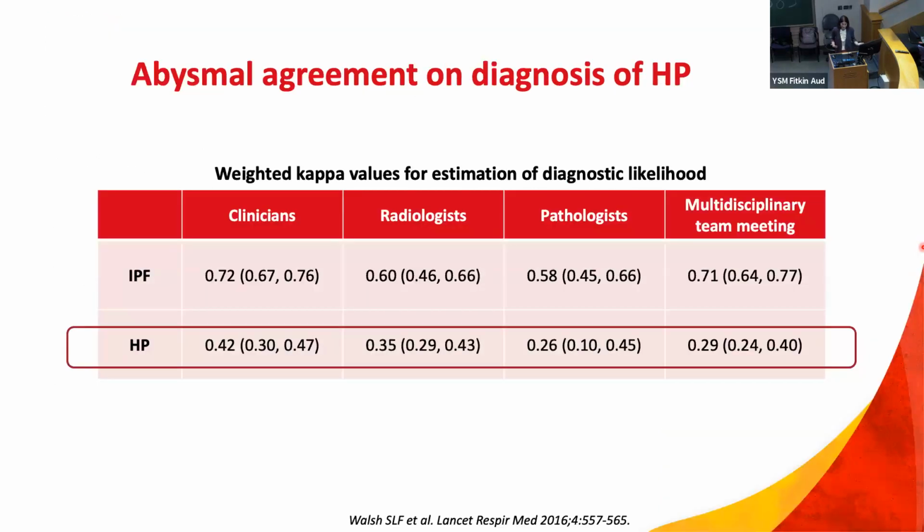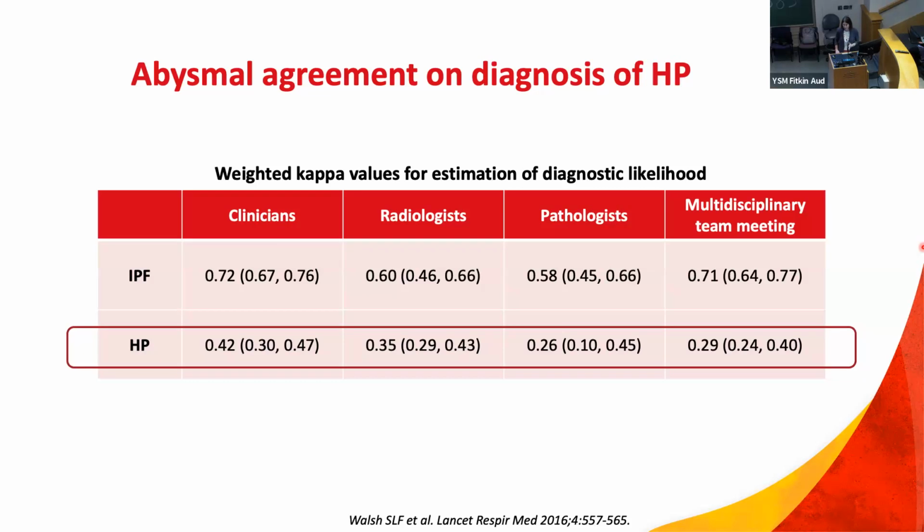HP was an area that had abysmal agreement on the diagnosis. This was a study from Simon Walsh that looked at multiple multidisciplinary teams, and nobody could really agree. The clinicians, radiologists, and pathologists in the MDTs had a weighted kappa of 0.29. It's pretty abysmal. This was in 2016. Nobody could agree on what HP was.